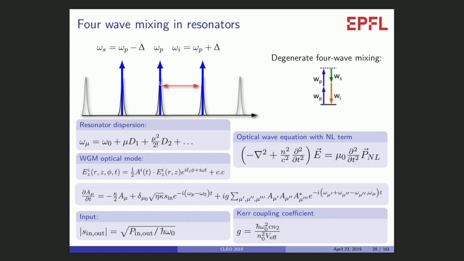So the cavity modes might be anharmonic. And so how can you capture that mathematically? You can capture this mathematically by going back to the coupled mode equations that we derived before.